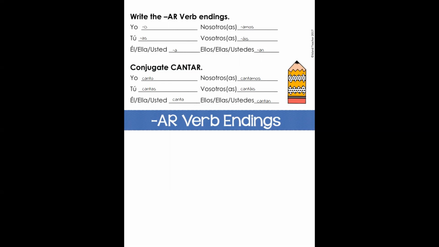So an example of an AR verb would be cantar, or to sing. So the yo form would be yo canto. The tú form, tú cantas. The ella, or usted form, canta. Nosotros or nosotras form, cantamos. And the vosotros or vosotras form, cantáis. The ellas, ellos, or ustedes form would be cantan. So all we've done there is take off the AR, cantar, and added the appropriate endings.